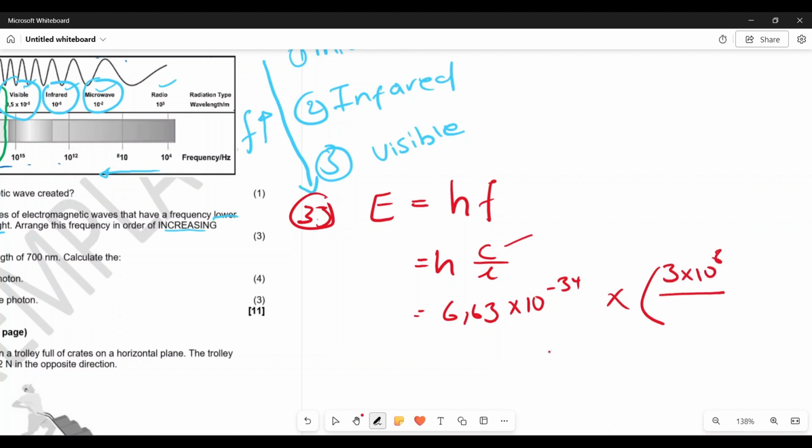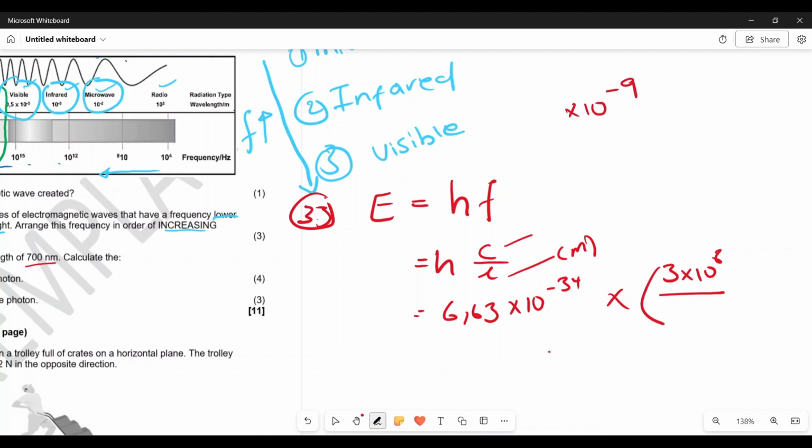All divided by your wavelength. And now, most importantly, your wavelength must be in terms of meters. So here, it's 700 nanometers. We need to convert it to meters. How would you go about doing that? So for anything that is nano, you need to multiply by 10 to the power negative 9.